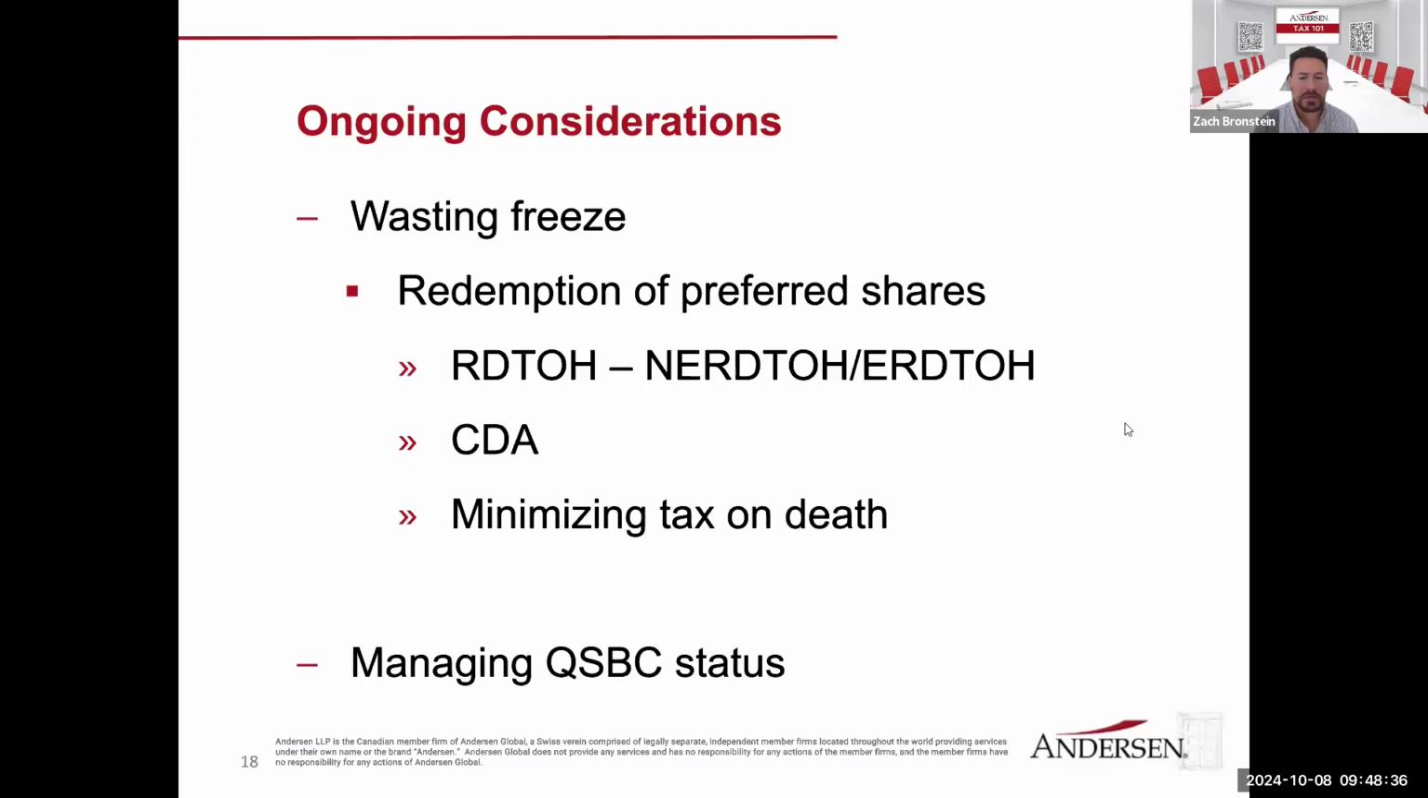managing QSBC status. So QSBC status, that's important for purposes of claiming a lifetime capital gain exemption, which again can reduce the estate tax if on the terminal return the remaining preferred shares qualify as a QSBC. Then Mr. A could use the remainder of his lifetime capital gain exemption. And so a wasting freeze that removes excess cash out of the structure can help for purposes of maintaining QSBC status for the reason that inactive assets are being moved out of the company and into Mr. A's hands, whereas the QSBC rules do require a certain threshold of active assets to be in the business.